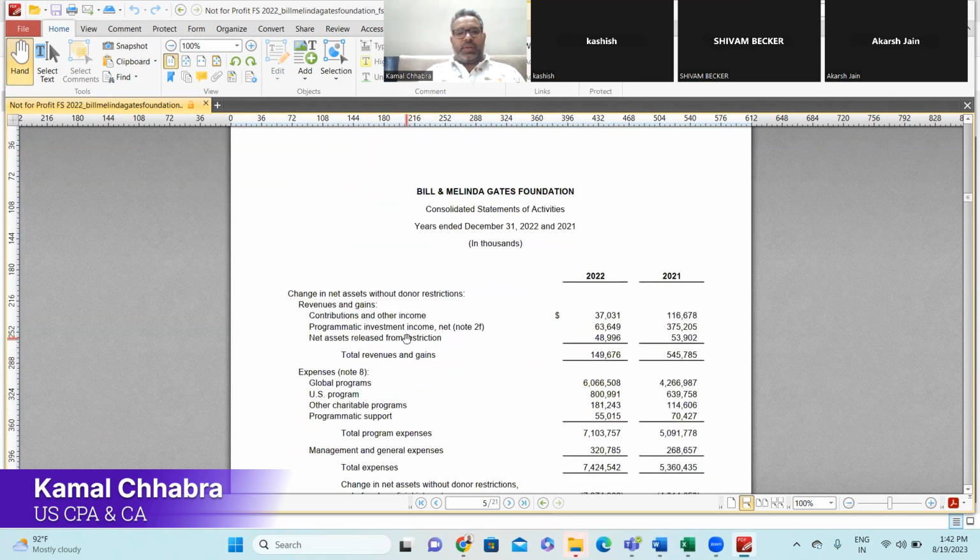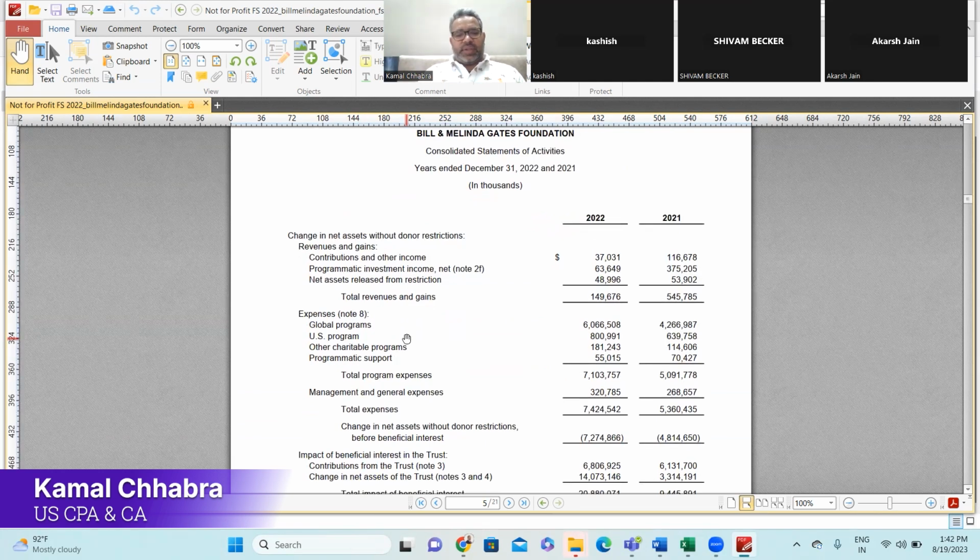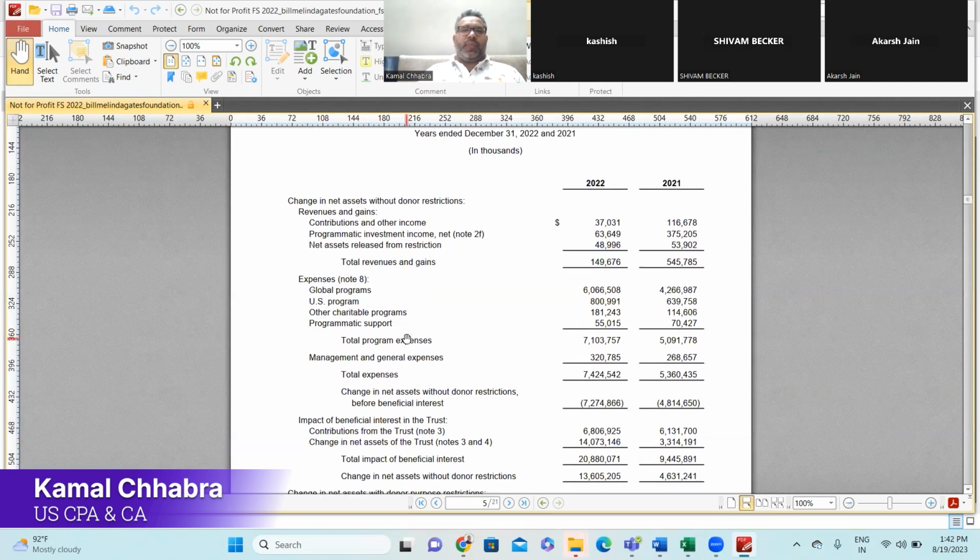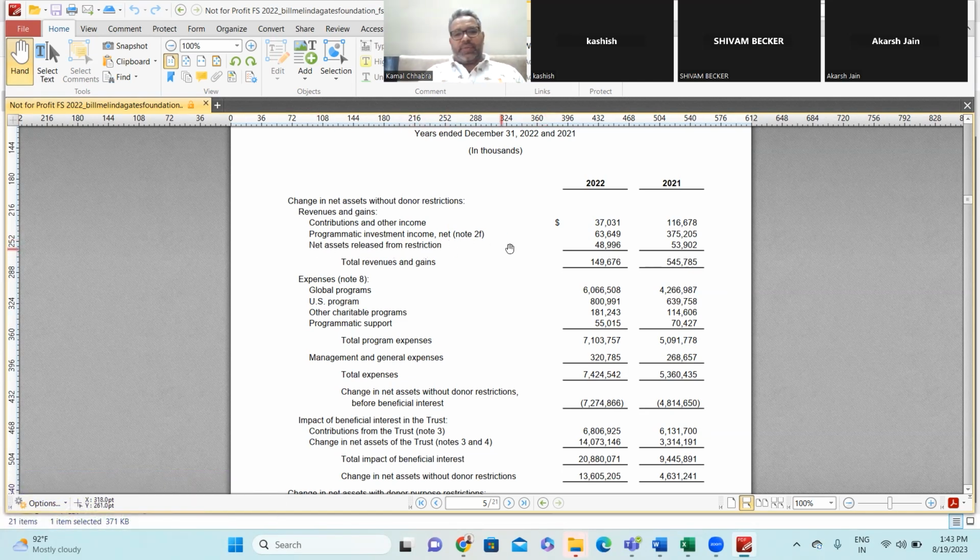Now coming to the second part, which is the statement of activity. The statement of activity will show all the changes in net assets without donor restriction and with donor restriction separately. So revenue and gains, from where you are collecting the money: contributions and other income, then you have investment income, that is your net assets released from restriction. So this we will be discussing.